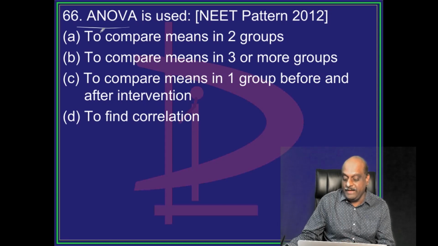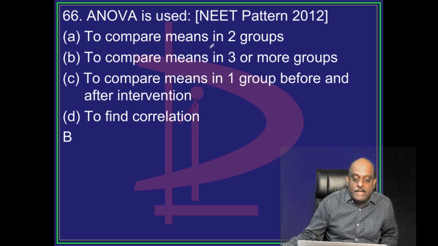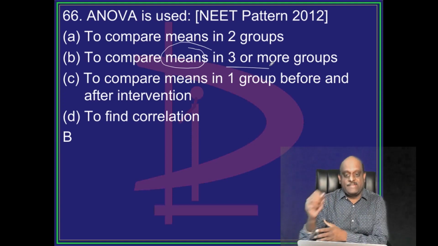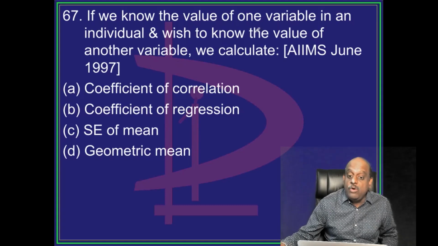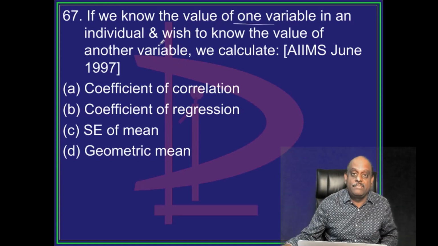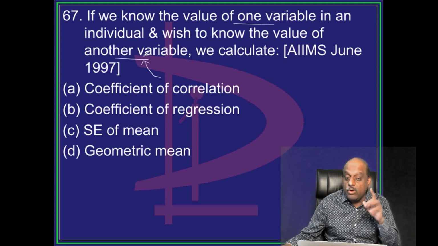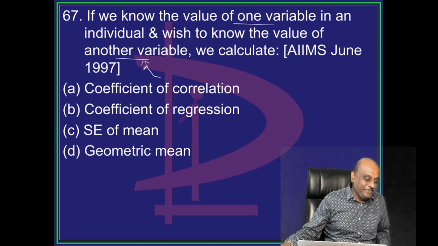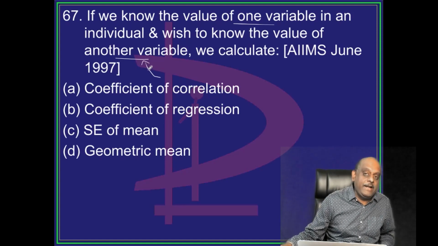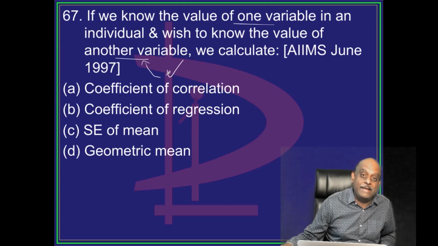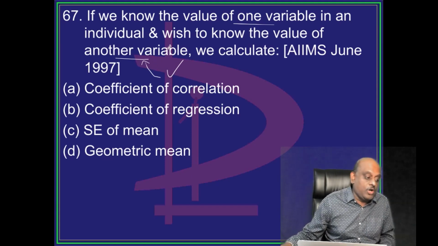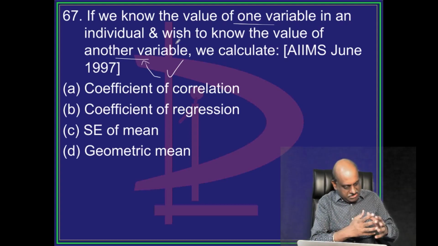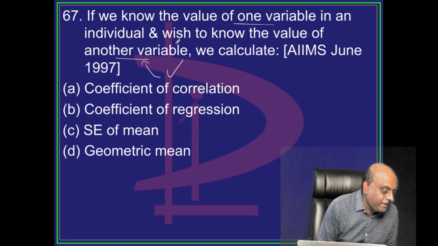ANOVA is used basically to compare the means if there are 3 or more groups. Otherwise, t-test is used. If you know the value of one variable, you want to know the value of another variable, what do you calculate? Come on, you should answer this question. Yesterday हमने midnight masala बहुत discussion किया इसके बारे में. Come on, give me the correct answer. If you give wrong answer, I will try. I know what is going to be the wrong answer also.